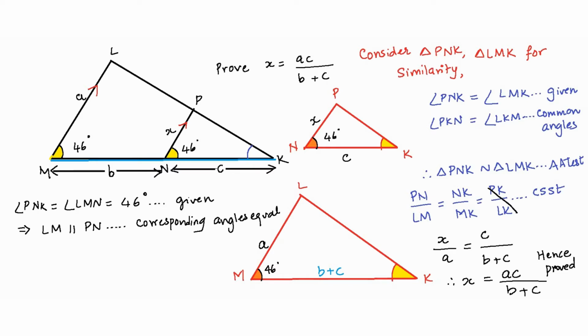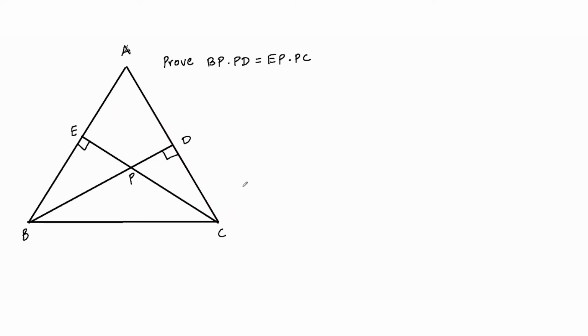Moving on to the next question. This is the given figure. We have to prove that BP into PD. Let us color these sides. BP multiplied by PD is equal to EP, that's this length, multiplied by PC, right?